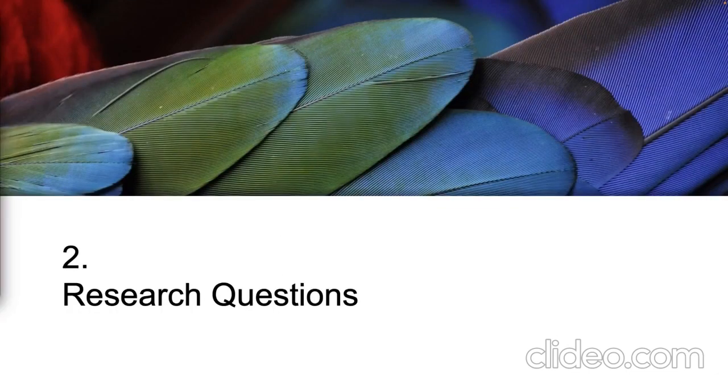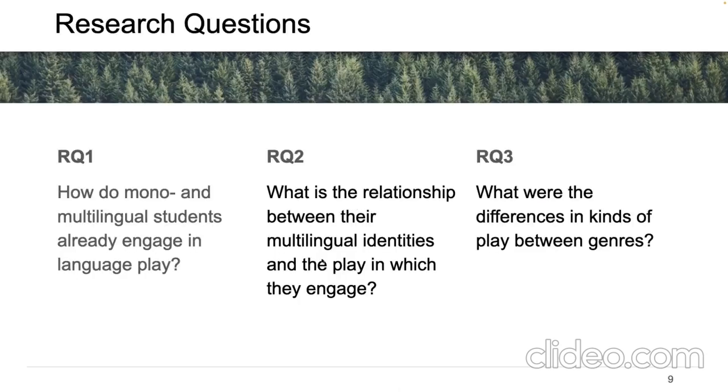So what does all this have to do with my research? Well, I was kind of curious how mono and multilingual students already engage in language play in the classroom and what the relationship is between their multilingual identities and the kinds of play in which they engage, if there is a relationship there, and if so, what it is. And then also, if there are differences between the kinds of play between genres. So if a student produces one genre and then another genre, there are different kinds of play between those genres.